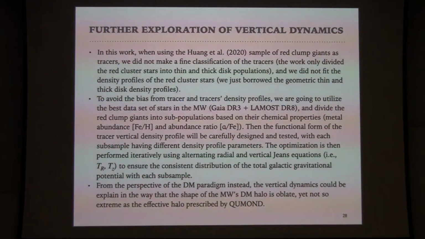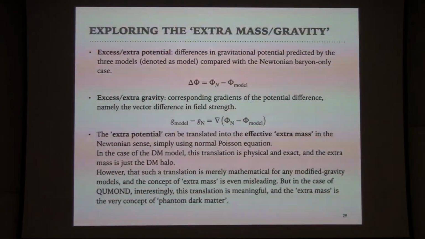From the perspective of dark matter, the vertical dynamics can be explained if the shape of the dark matter halo is oblate for the Milky Way. However, it does not need to be as extreme as the effective halo given by Q-MOND. Recalling the early names of dark matter problems, such as missing, hidden, and extra mass, we also explored extra mass or extra gravity here.